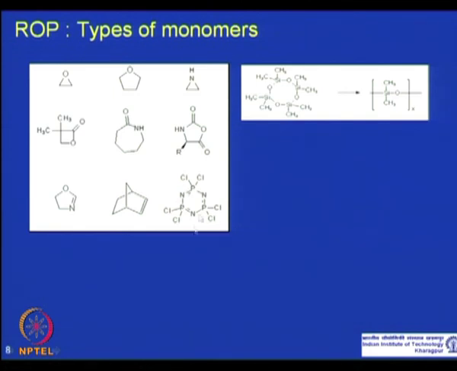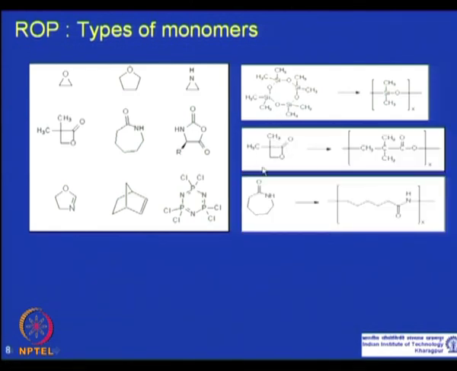This will form and give polyphosphazene. If you have a cyclic siloxane molecule, it can open up to give you linear polysiloxane. If you have a lactone, it gives you polyester. If you have a lactam, a cyclic lactam, it will give you a linear polyamide molecule.